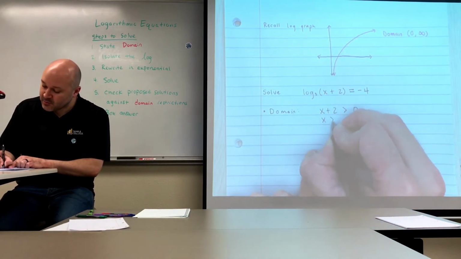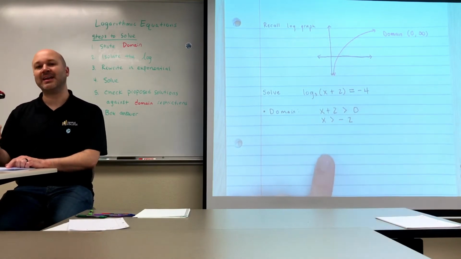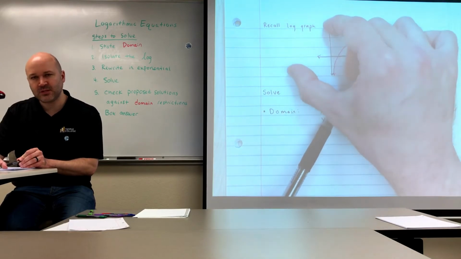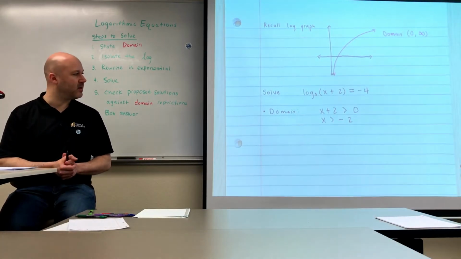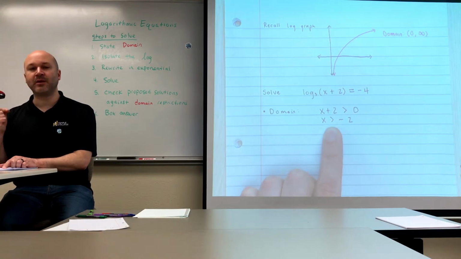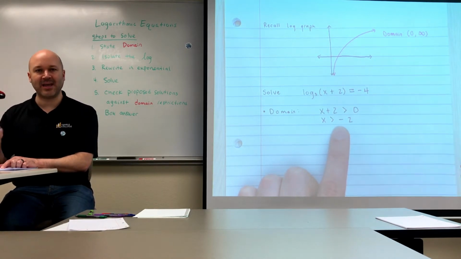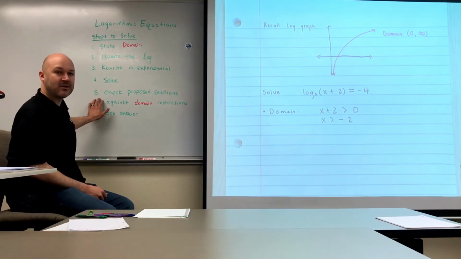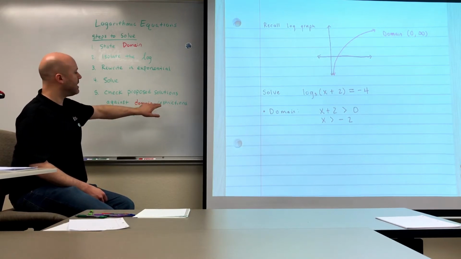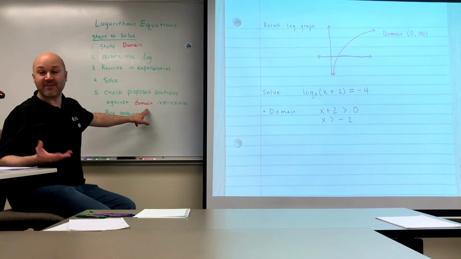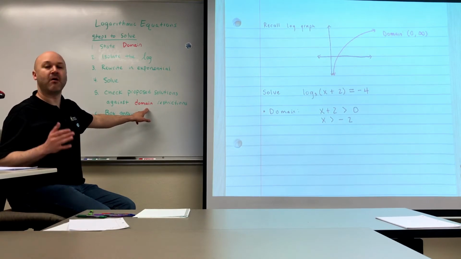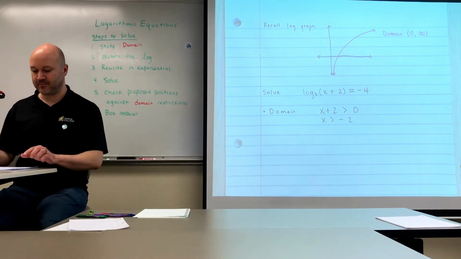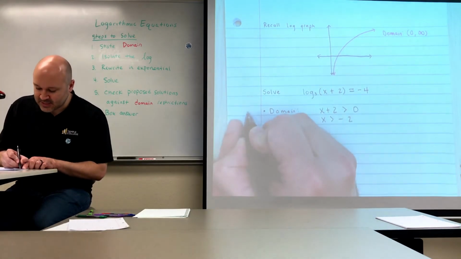Solving this, the domain will be all values bigger than negative 2. It's like I took my logarithm graph and shifted left 2 units. Some sort of transformation happened there. But I know my domain. I can only plug in values bigger than negative 2. So at the end, when I think I have the solutions, if one of my solutions is negative 5, well, negative 5 is smaller than negative 2, so that would not work. It's got to be bigger than negative 2. All right, first step taken care of.